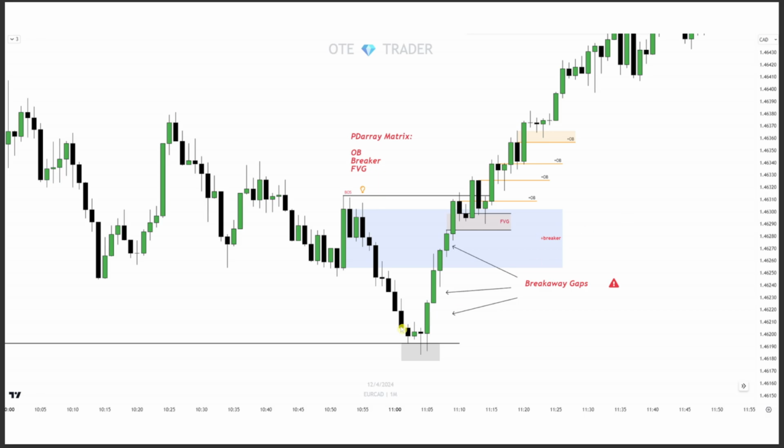Again, EuroCAD with the breakaway gaps, remember from the previous charts. And within the PD array matrix, there's an order block, a breaker, and a fair value gap. You can use these, right? So first of all, down close candles in an uptrend should support price higher, right? We don't want to see those down close candles get violated, because those are the order blocks that should push price up higher. We've got a breaker over here, right? So price closes above, breaks structure, and then we're respecting the breaker over here.